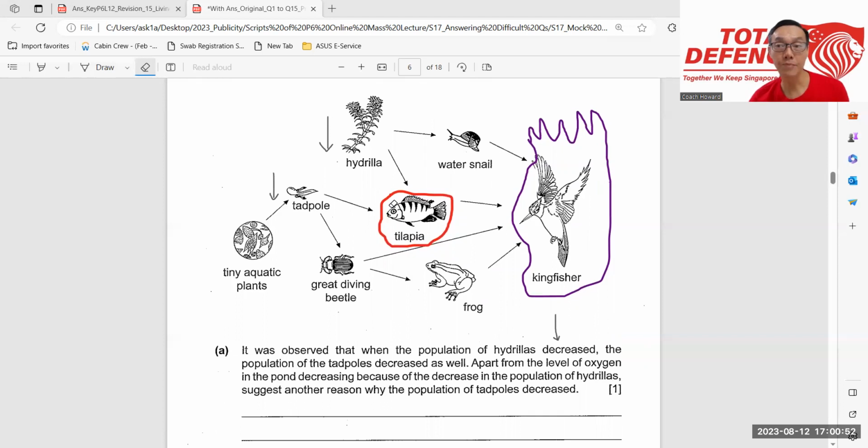Because tadpoles breathe through gills, right? So if there is less hydrilla, due to the process of photosynthesis, there'll be less dissolved oxygen in the water. So they say besides this reason, what is another reason that you can think of that supports the decrease in the population of tadpole? Okay, so what can you think of?